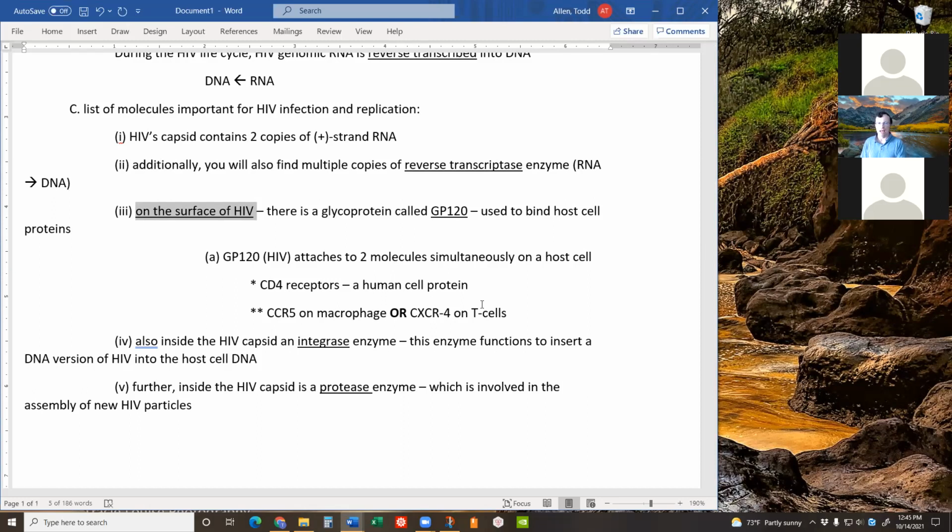And in addition to that, depending on the category of cell HIV is attempting to bind to, if it's a macrophage, GP120 will bind to CCR5. Alternatively, if HIV is trying to bind to a T cell, remember a T lymphocyte for our A&P graduates, then HIV will attempt to bind to CXCR4, which is a co-receptor. All right, so do you have any questions at this moment about the molecules that have been put into your notes?